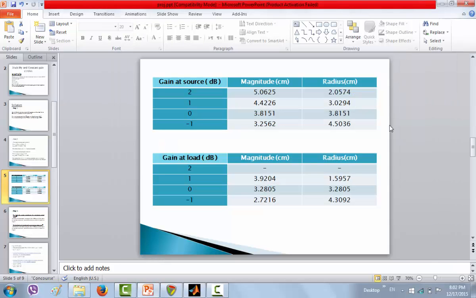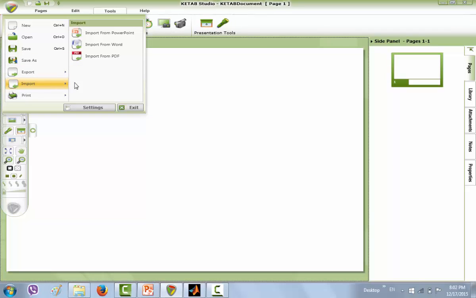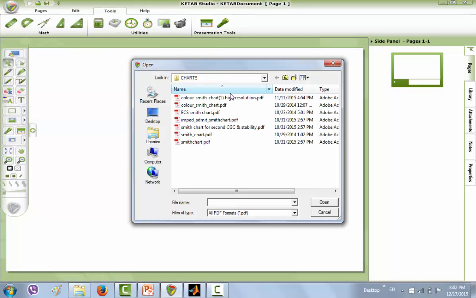So these are the tables I summarized in the centimeter scale for the magnitude and the radius. Now to start, this is the Ketab Studio software. First of all, we're going to import the Smith chart PDF file.